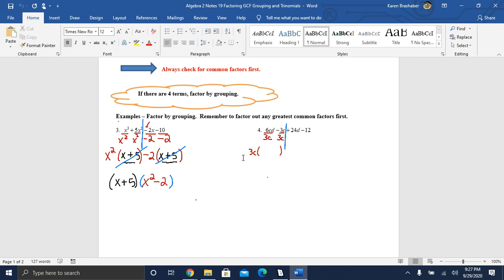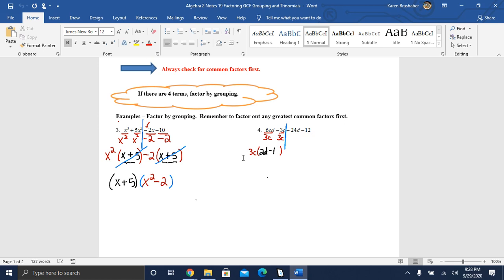So 6 divided by 3 is 2. My C's will cancel. I'll get a 0 exponent, so they cancel. I do still have a D. So 2D, and then minus. Now, 3 divided by 3. Yes, it cancels, but you must do numerical division. So 3 divided by 3 is a 1. The c's cancel. I get a 0 exponent. And so I have 2d minus 1.